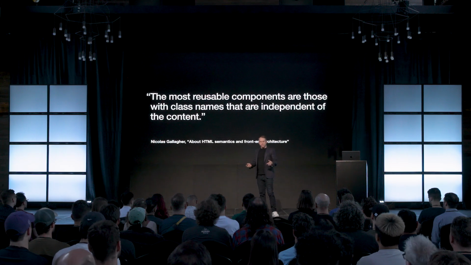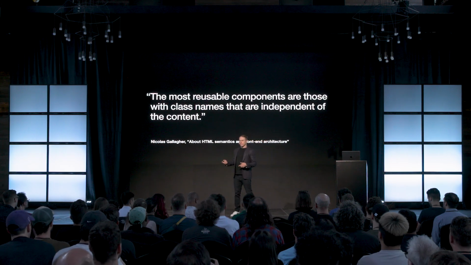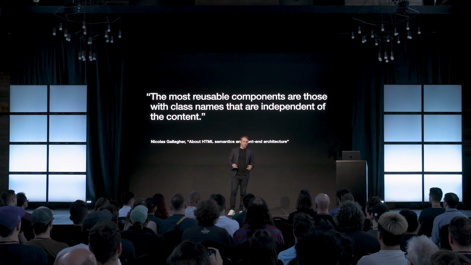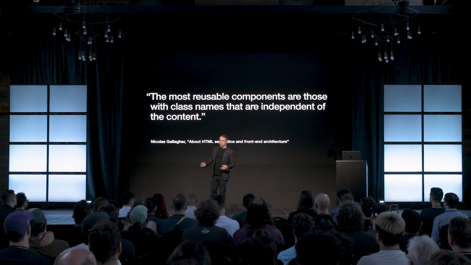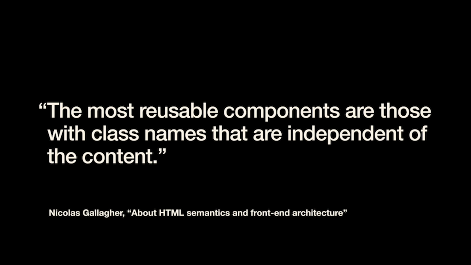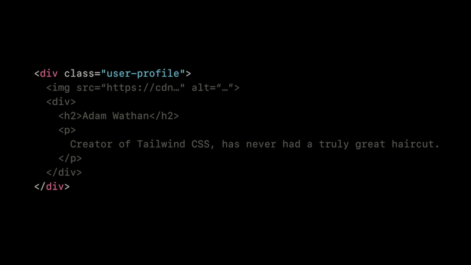And then one day I stumbled across this article by Nicholas Gallagher, who's the creator of Normalize.css and was working at Twitter at the time, called About HTML Semantics and Front-End Architecture. In that article, he makes the argument that the most reusable components are those with class names that are independent of the content. And that instead of writing classes that describe the block of HTML, the thing that we're building, that we then jump over to our CSS and hook into, we should be writing classes more like card, that just describe the visual pattern in the UI that we're trying to build.